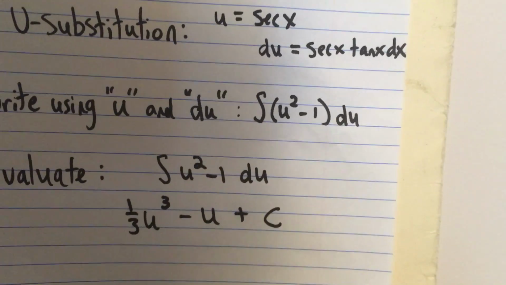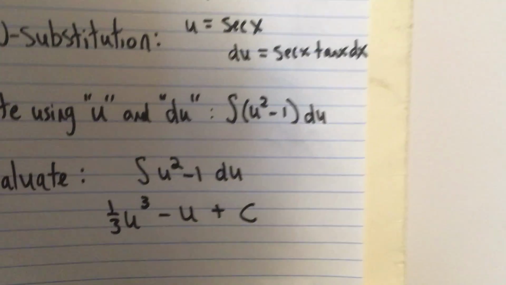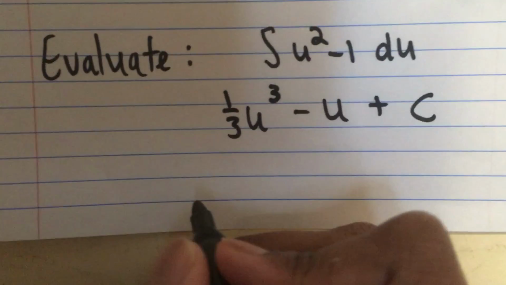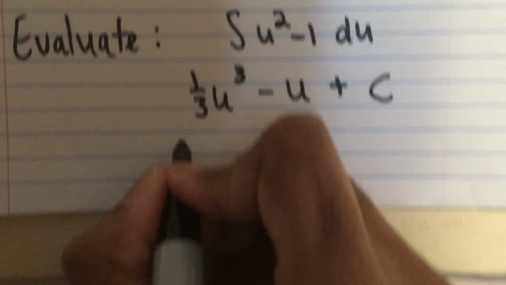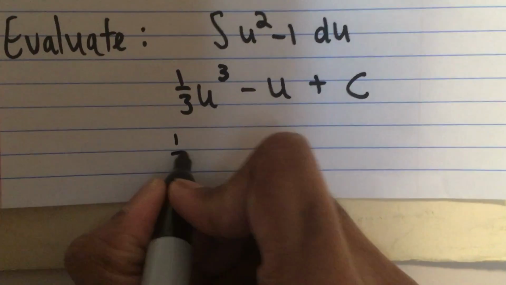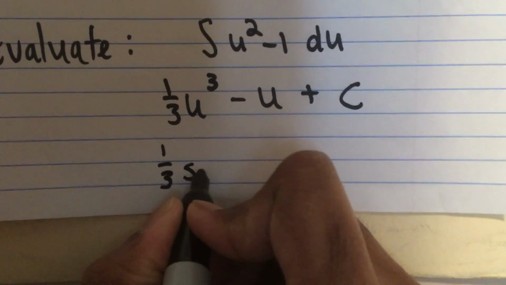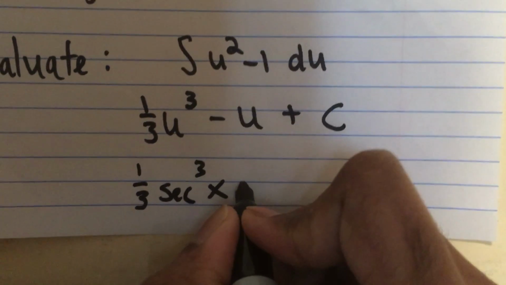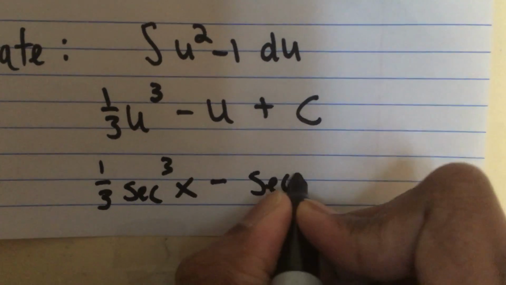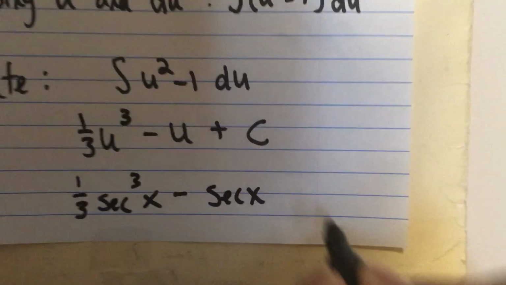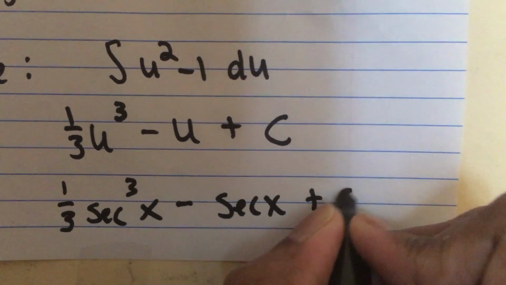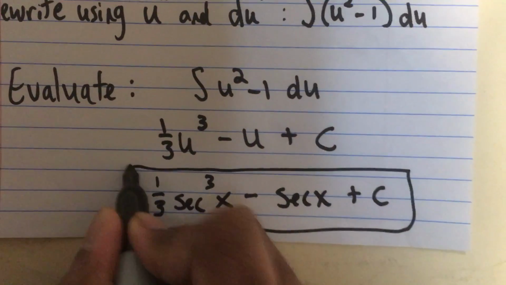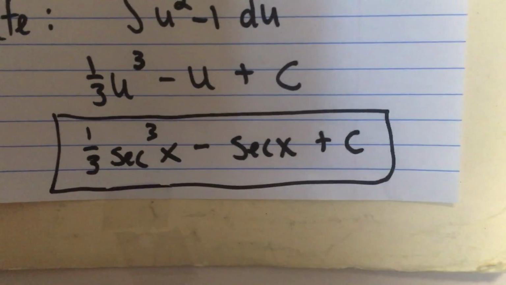All I have to do now is replace the u with the trig function we had earlier, which was secant x. So my final answer is going to be 1/3 secant cubed x minus secant x plus c. And that is my final answer for number 2.